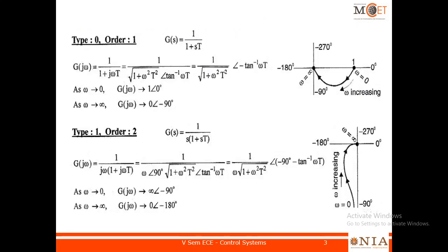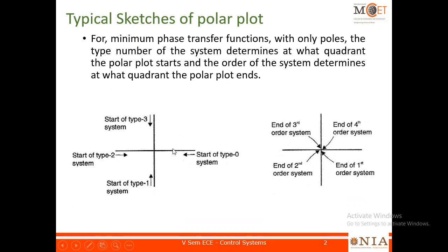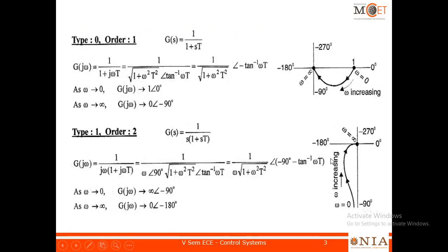So we have taken a system like this. G of s is equal to 1 divided by 1 plus s into t. This is of type 0 and order is 1. So for type 0 order 1, from these two diagrams, you can judge that it is going to start in this quadrant and it is going to end in this quadrant. So the same thing will happen here if you look at it. Before we justify this particular diagram, let us compute g of j omega for this g of s.